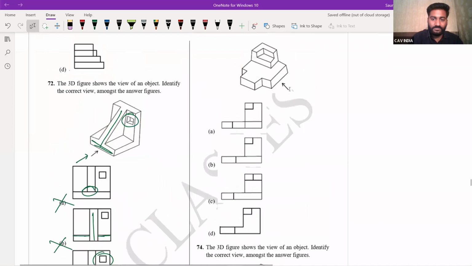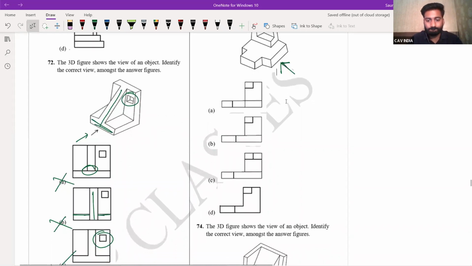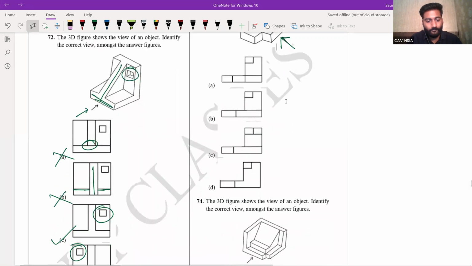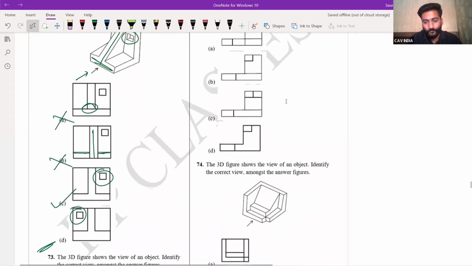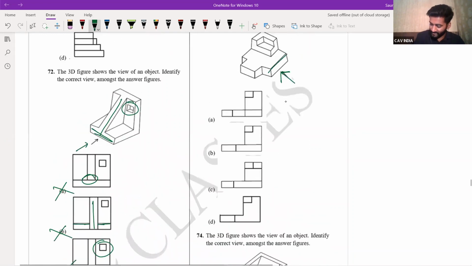After that, this 73rd question, again you need to look at it from this side. And in this part, you need to have a rectangle, you need to have this part, then another L, and this small part. So option 2 is the right answer.